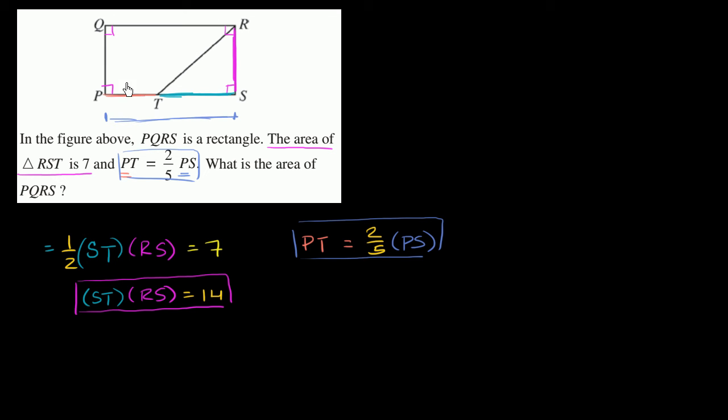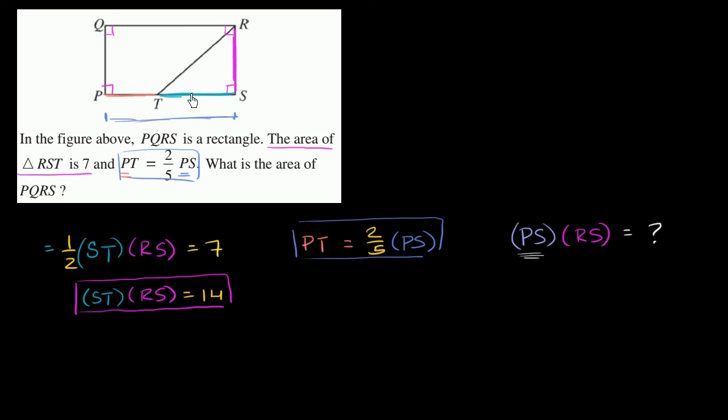Well, the area of a rectangle is just going to be its base times its height. So what we need to figure out is the length of segment PS times the height, which is RS. This is what we need to figure out. Going back to what we know, here we know PT in terms of PS, and here we have an expression with ST, RS, and 14. So somehow if I could turn this ST part into something that deals with PS, then I'm going to be in pretty good shape.